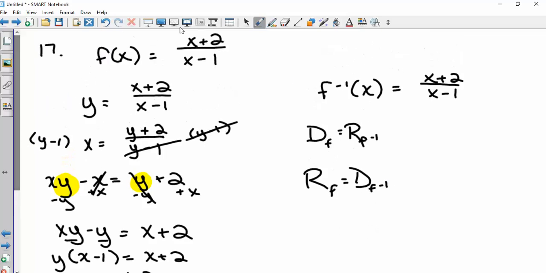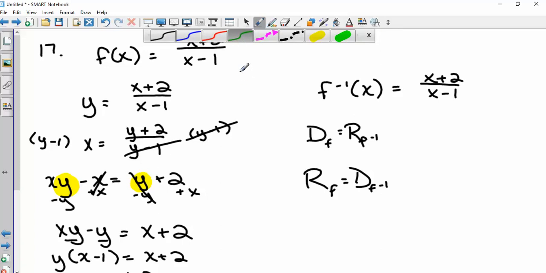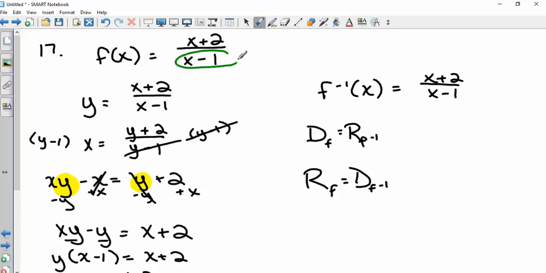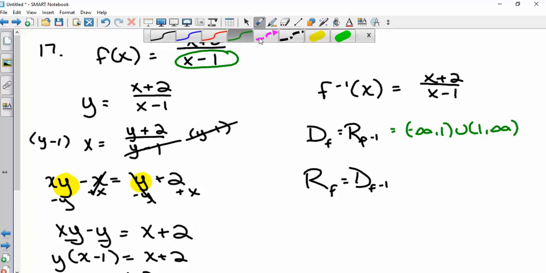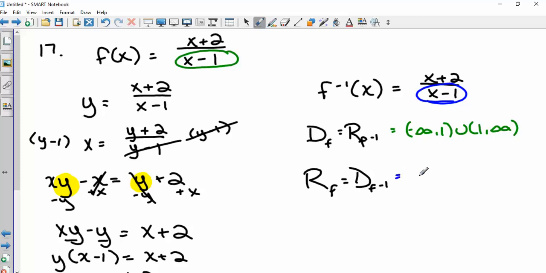So, domain of the function, look back at the original. It was a fraction. We know that if we have a fraction, what can't happen? So what can x not be? So we would have negative infinity to 1, union 1 to infinity. Okay, range of the function is equal to the domain of the inverse. If you look at the inverse, what can x not be? 1. So this one turns out to be the same.